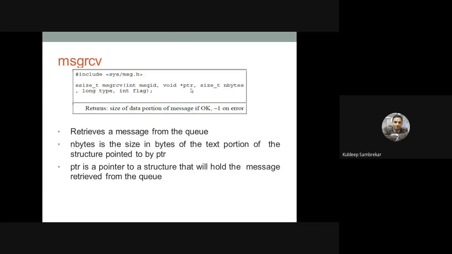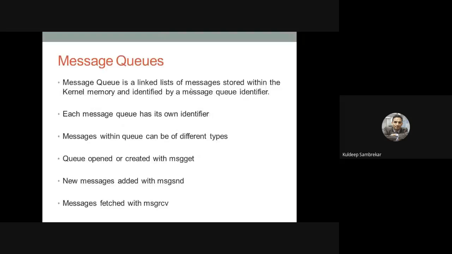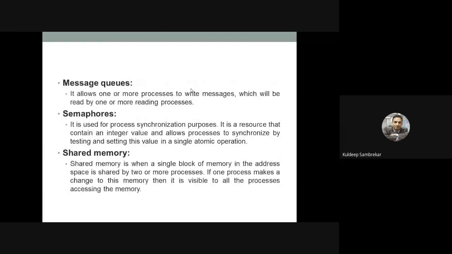See, they can ask you what is a message queue. I'll just go back here for your understanding. They can ask you what is a message queue. It allows one or more processes. See, there are n number of message queues available, and one or more processes are writing to the message queues, and one or more processes are reading from the message queues. So this is what it says. It allows one or more processes to write messages which will be read by one or more reading processes.